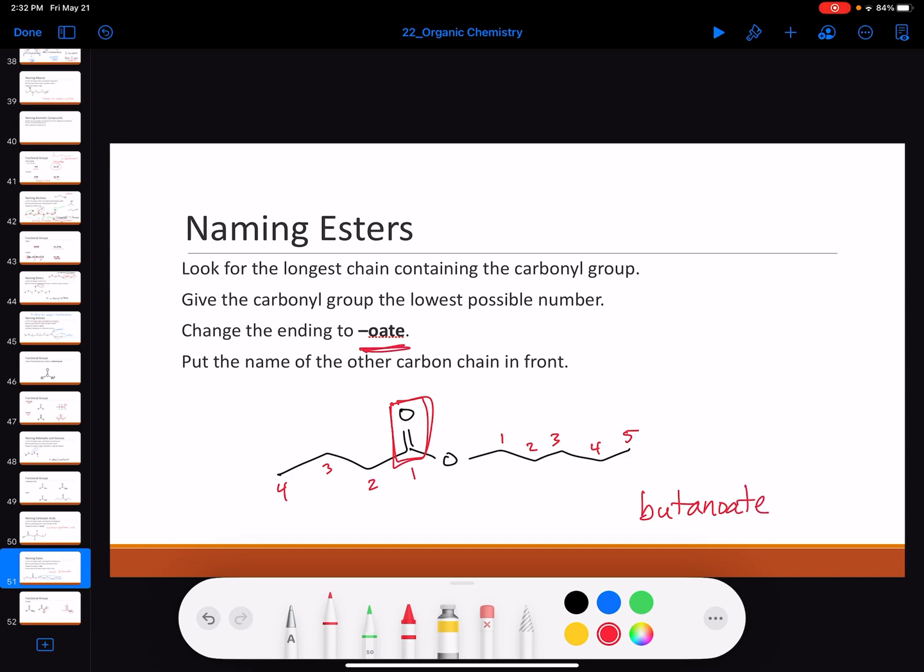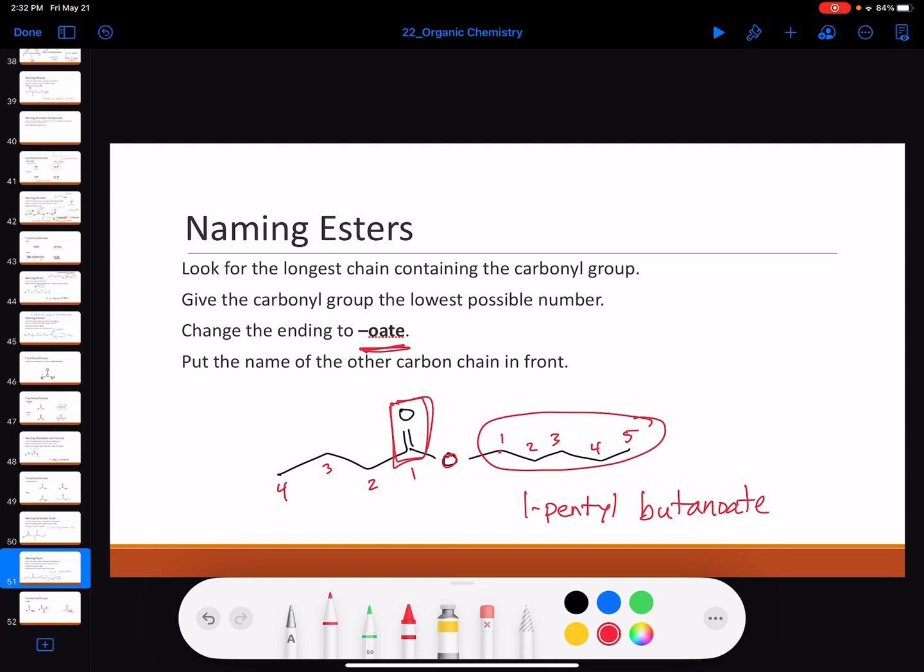So it has an oate ending. So that's butanoate. And then it also has something attached to it. It looks like this would be a 1-pentyl butanoate, because attached to that oxygen here is a 5-carbon chain, so that's pentyl, and it's attached on carbon number 1 of that. So 1-pentyl butanoate.